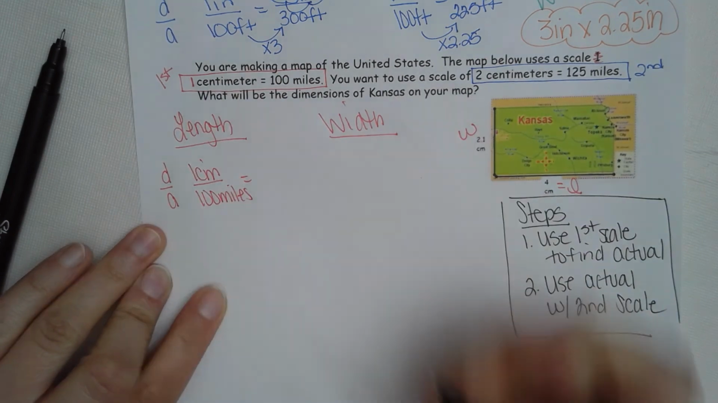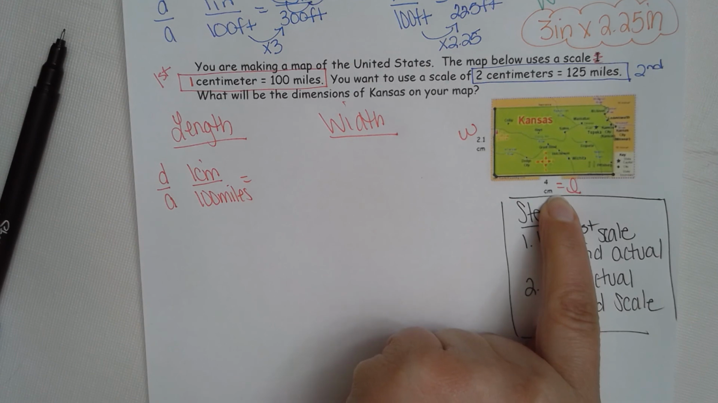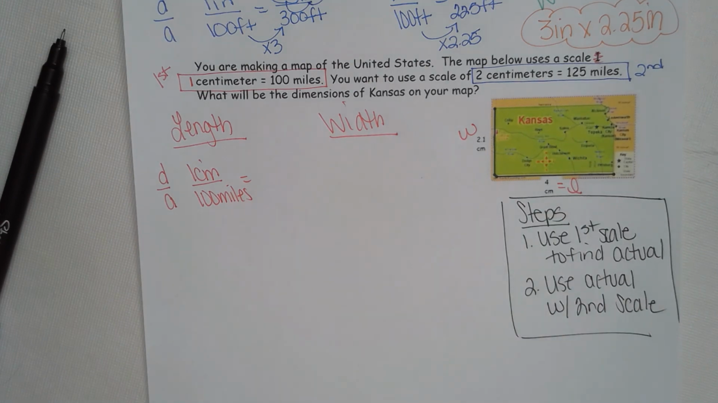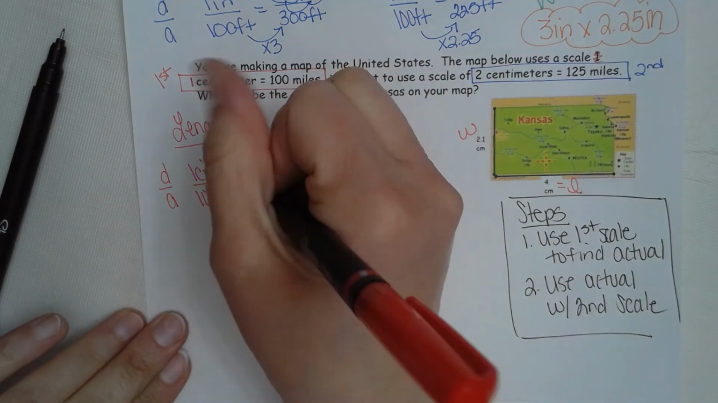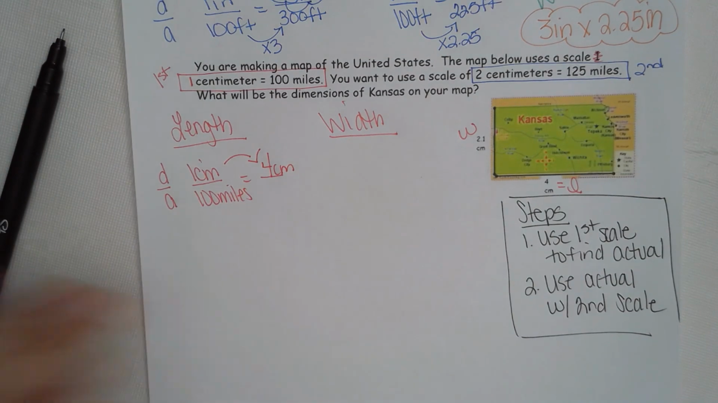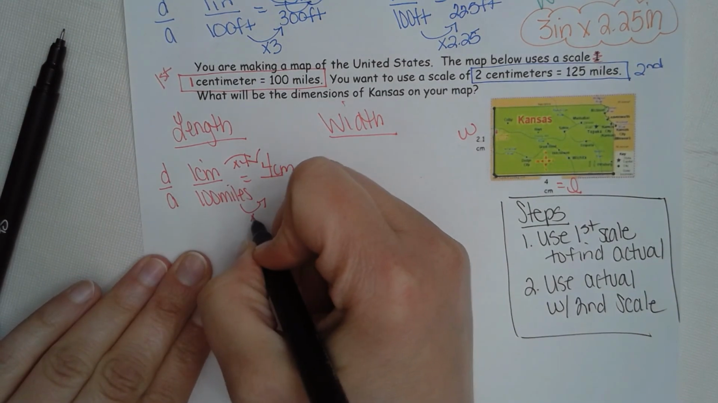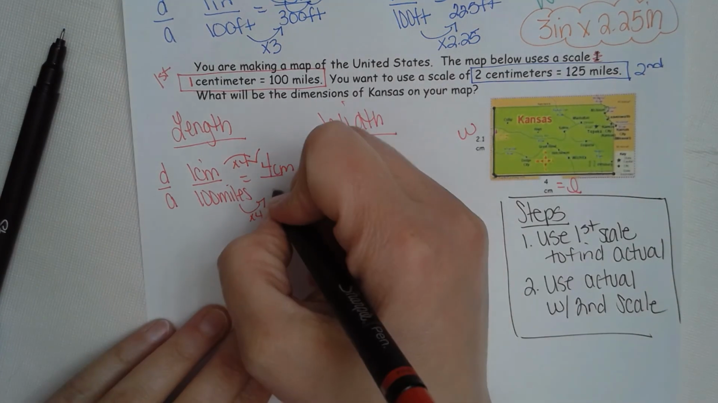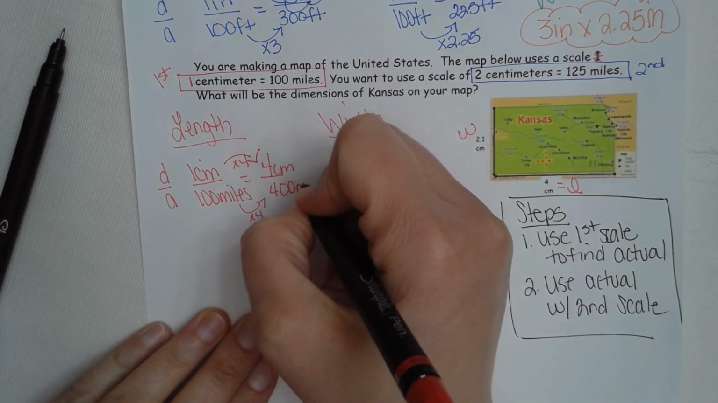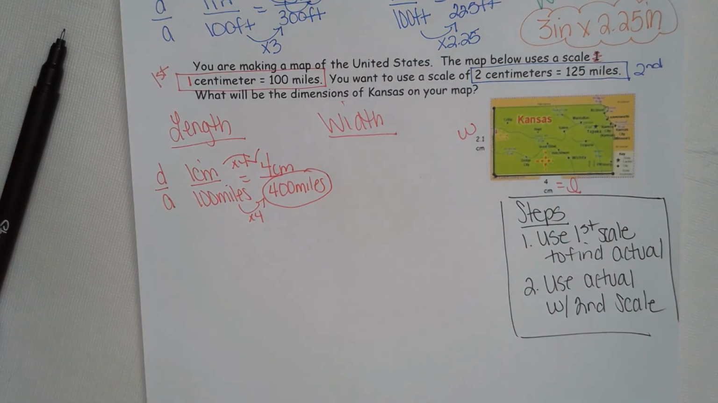Okay, so for our length on our original drawing, we have 4 centimeters. 4 centimeters is the drawing. That number is going to go in the numerator. So we're going to put 4 centimeters. What's our jump from 1 to 4? Times 4. We're going to do the same thing on bottom. 100 times 4, 400 miles. Okay, so that's our actual.